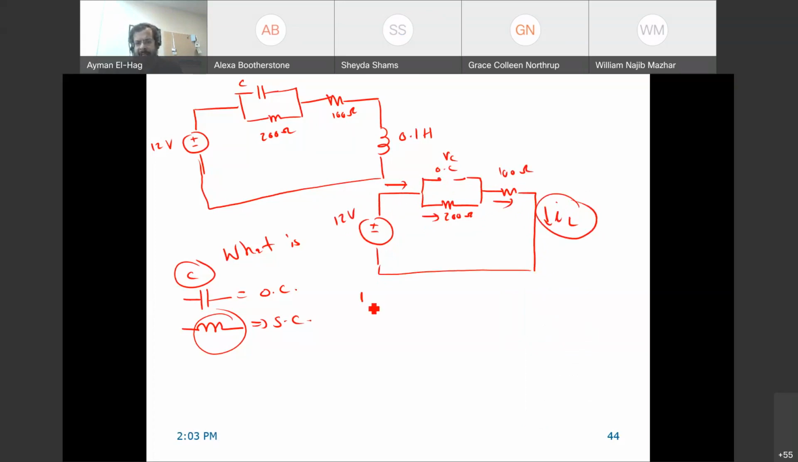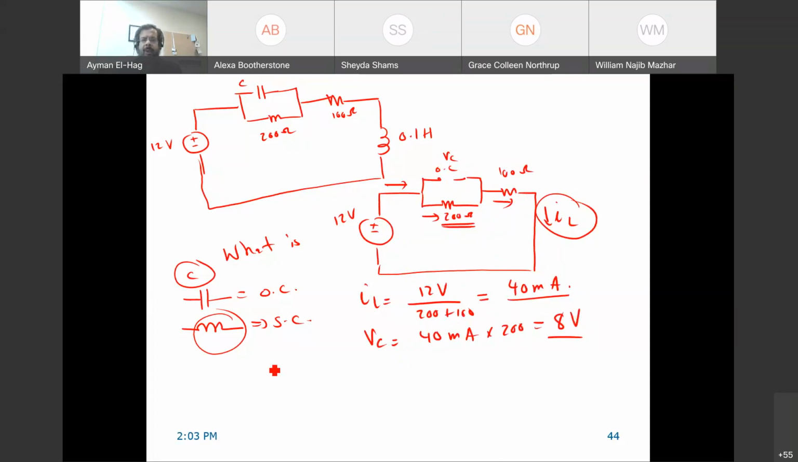So your IL is equal to the 12 volt divided by 200 plus 100, just 1 KVL: 200I plus 100I minus 12 equal to 0. So from this, I is equal to 40 milliamps. So now what is VC? Your VC is the current times the 200 ohm. So it's equal to 40 milliamp times 200, which is equal to 8 volt.